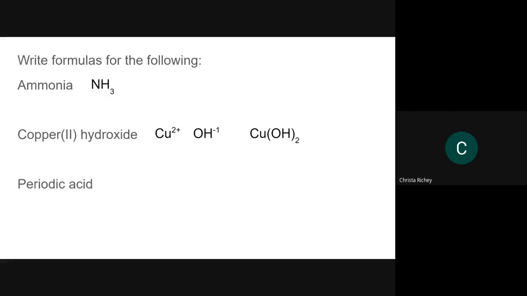This right here is why we really needed to do this when we were doing ionics and covalents, because when they don't add to 0, you switch them. Periodic acid. Per means how many oxygens? 4. Iodic comes from iodine. We obviously are starting with hydrogen, so it would be HIO4.